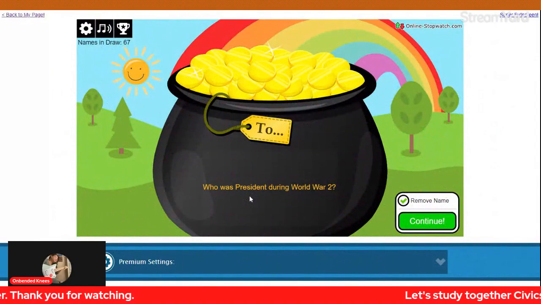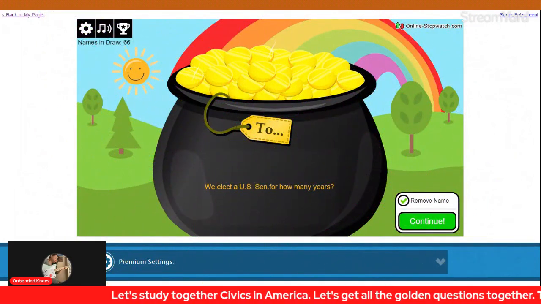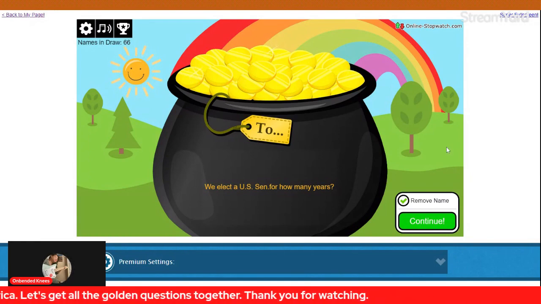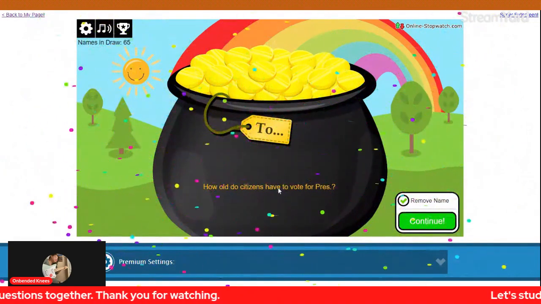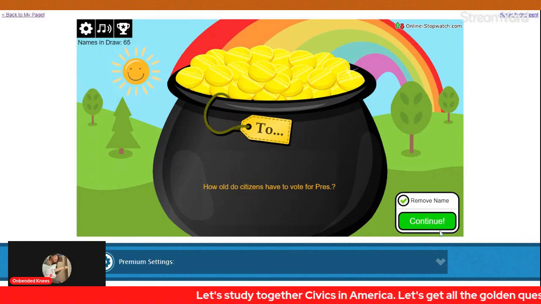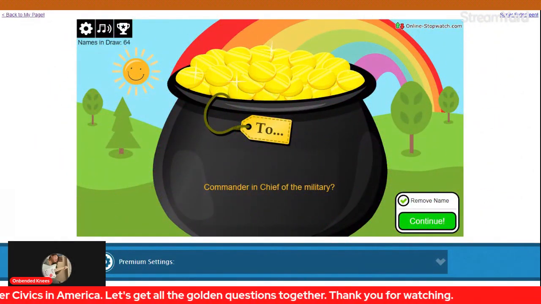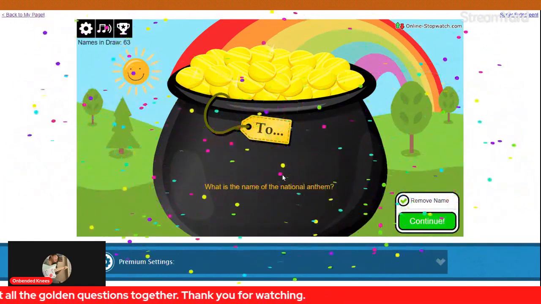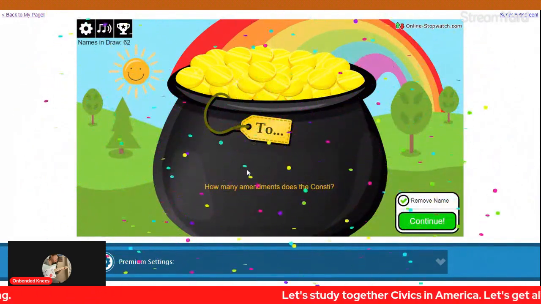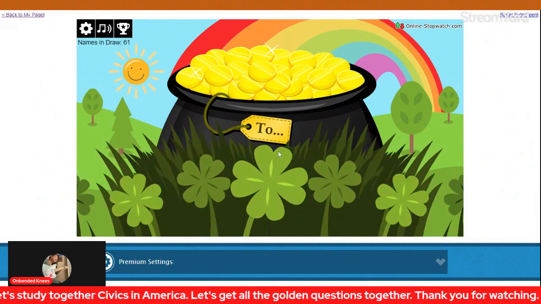In World War II, that's Franklin Roosevelt. And a senator serves for how many years? A U.S. senator is 6 years, similar to the Philippines, 6 years also. So, vote for president, 18 and older. Who is the commander in chief of the military? Is it the president? The national anthem, the Star Spangled Banner. How many amendments does the Constitution have? There are 27 amendments. Am I right?